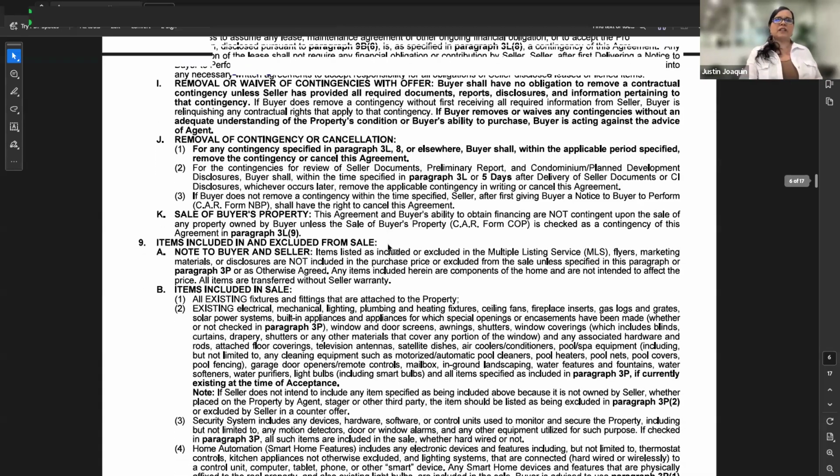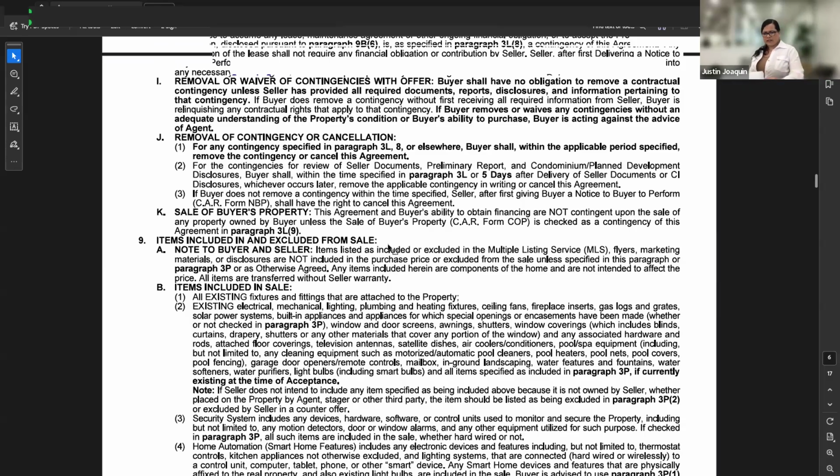J is the removal of the contingency or cancellation. The J1 says for any contingency specified over in the grid or elsewhere, buyer shall within the applicable period specified, it's really one of 2 things. Either what? Remove the contingency or cancel the agreement. That's it. Those are our choices.